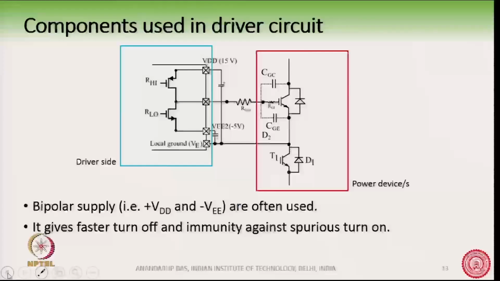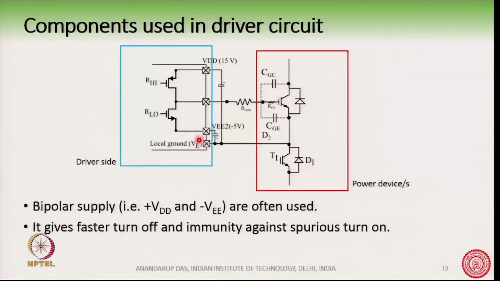An additional point to keep in mind is that you may choose VDD to be 15 volt, and instead of a minus 5 volt you may choose to have a 0 volt. So, there will be a local ground here, and instead of minus 5 you will connect to a 0 volt. This is also possible and is used. However, the minus 5 volt gives you certain advantages.